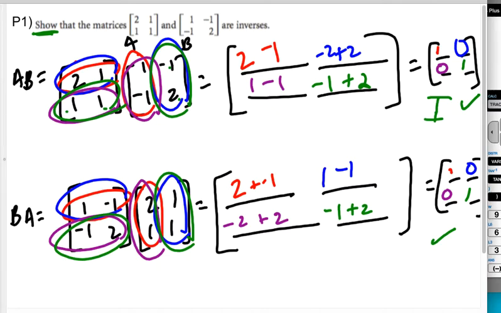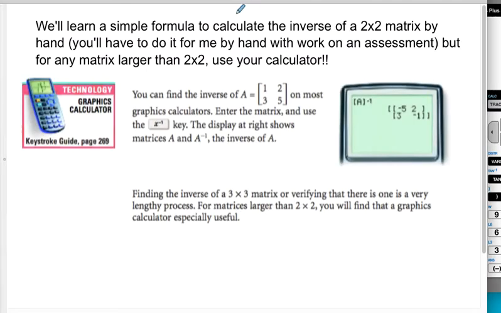Moving on. So we're going to learn a simple formula to calculate the inverse of a 2 by 2 matrix by hand. You are going to have to do that for me with work on an assessment. But for any matrix larger than 2 by 2, you should realistically use your calculator. So if you want to find the inverse of some matrix A, right, so here in this particular example, you're putting this in your calculator as A, and we're going to walk through that right now, okay?